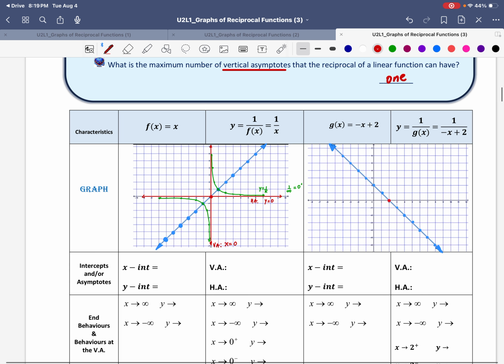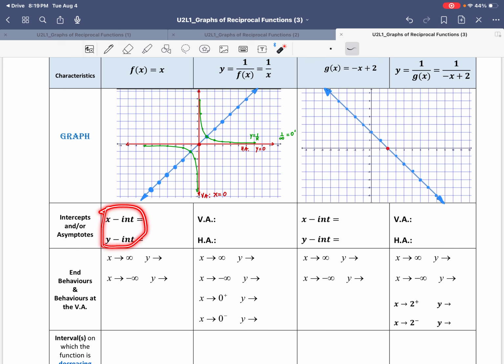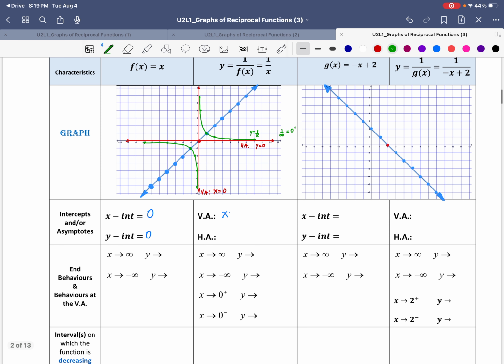Now, we're going to take a look at the features of each graph. So for this, we're looking at the function given and the reciprocal and see how the features of the function are related to the features of the reciprocal. So the function f of x equals x will have the x-intercept at 0 and the y-intercept at 0. The vertical asymptote will be at x equals 0. We're talking about the reciprocal function. So the vertical asymptote is at x equals 0, and the horizontal asymptote is also at y equals 0.